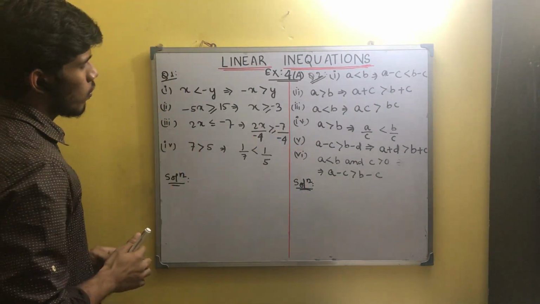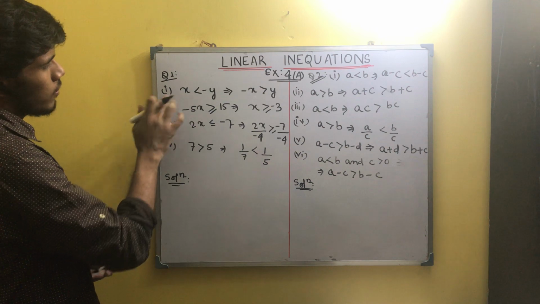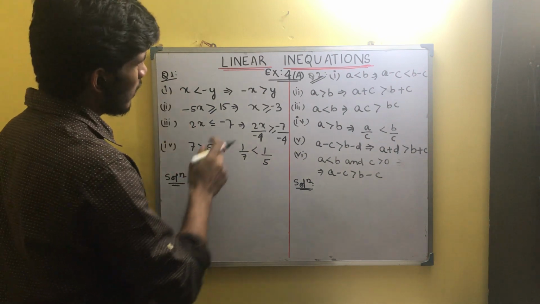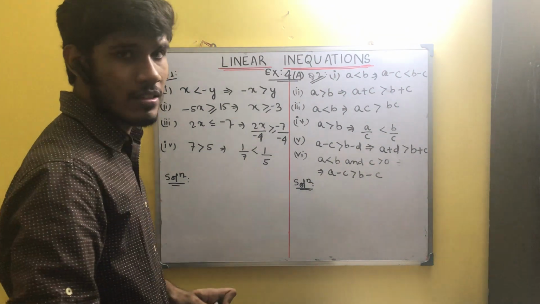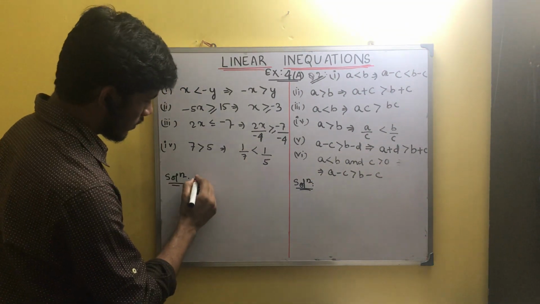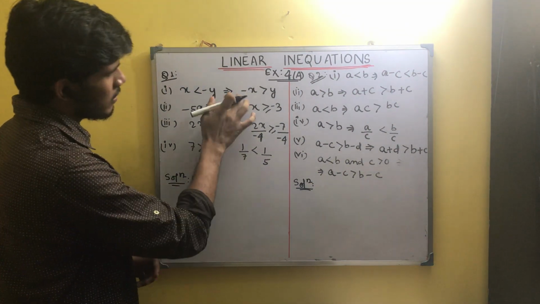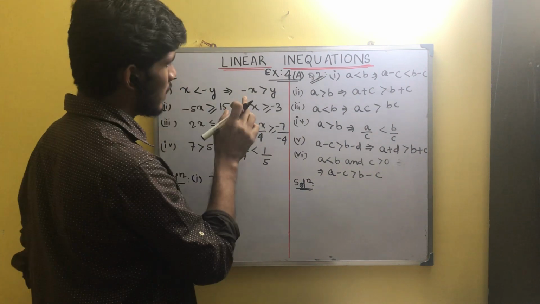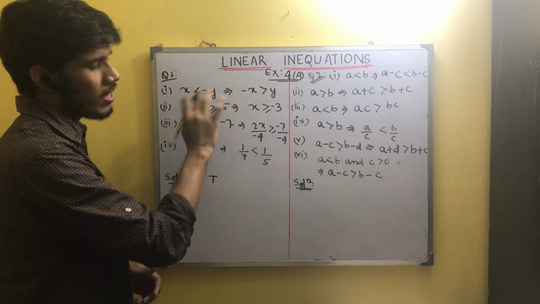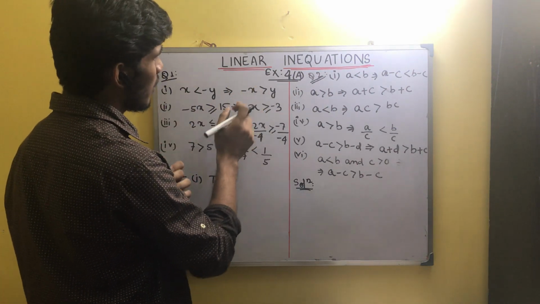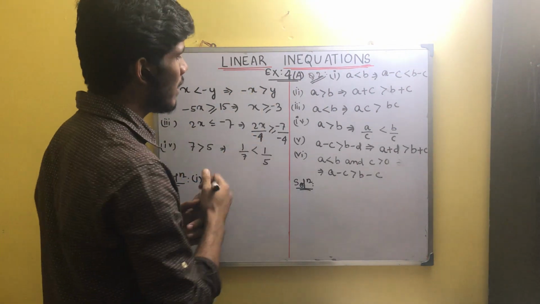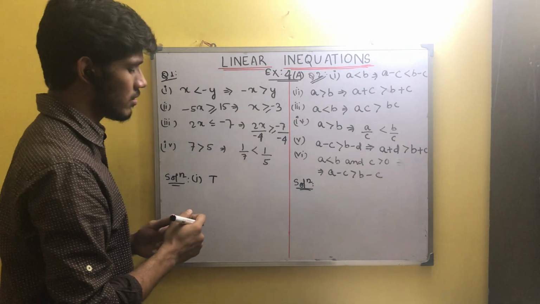Now for question number 1, the first part says if x is less than minus y, then minus x is greater than y. Obviously this is true, isn't it? For the first one it is true. This is actually rule number 5, that is if you interchange the signs of both the elements on the opposite sides of the inequality, then the inequality sign will reverse.